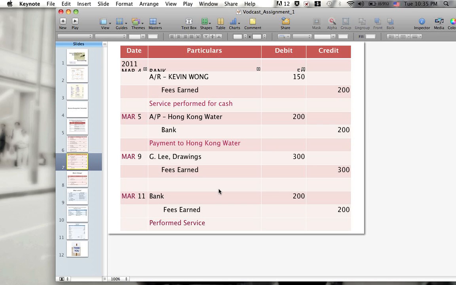In this journal entry, the description for each transaction is missing, and the month shouldn't be repeated for each transaction. For March 4th, the description should be service performed for cash. As for March 5th, it should be payment to Hong Kong Water. The description for the last transaction should be performed service.